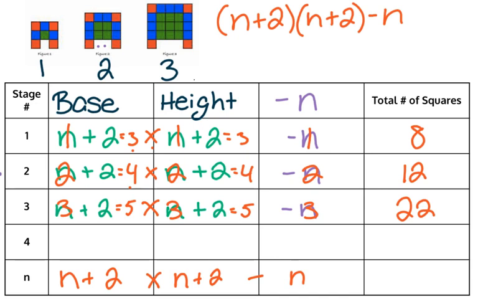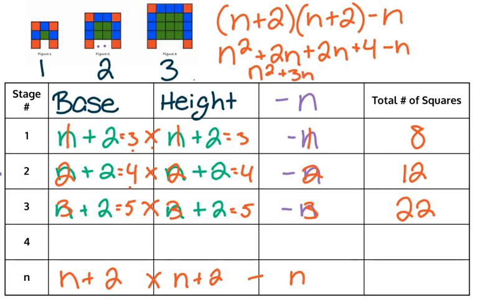What I can do from here is to write it as one quadratic function. I can actually FOIL it. So n times n is n squared, n times 2 is 2n, plus another 2n because I'm multiplying my inner, and then 2 times 2 is 4. But I can't forget about this minus n at the end. So if I combine my like terms, I get n squared, 2n plus 2n is 4n, minus 1n gives me 3n, and then I have plus 4.